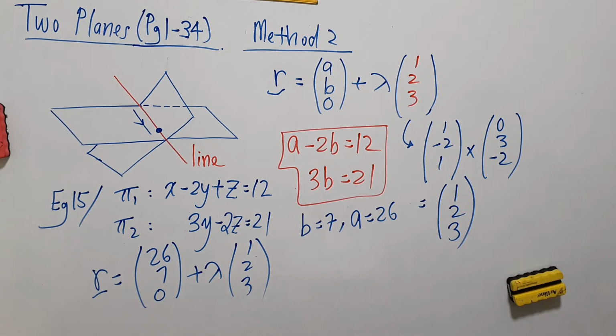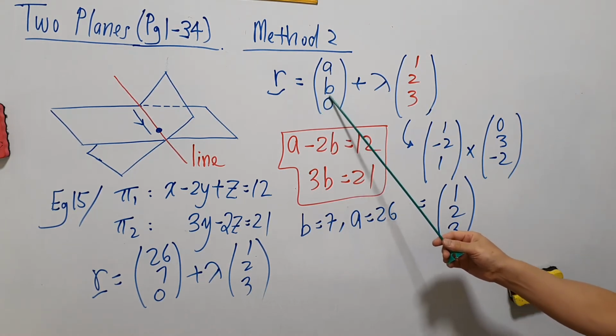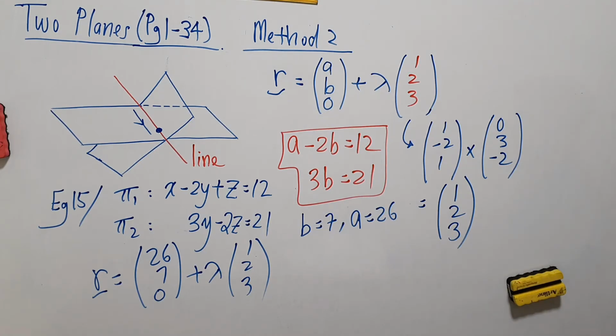Let me come back to the same point that I was trying to stress to you, that I have arbitrarily given 0 to the third component. There's no guarantee that it works. But if it works, like in this case, you are able to find a value of A and B. If it doesn't work, you get something very strange, gibberish, and you know it doesn't work.